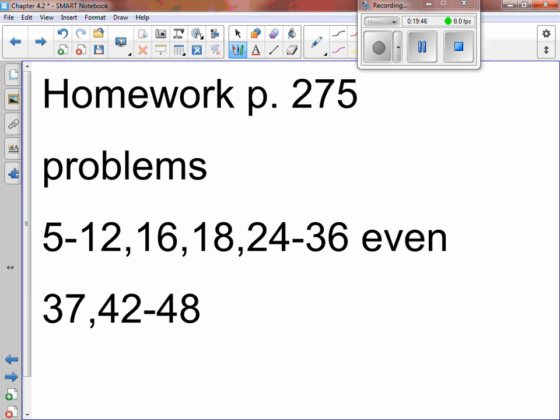So 5 through 12. 5 through 11 odd. I'm not making you do all those. 5 through 11 odd. 16, 18. Okay, that's good. 24 through 36 even. Evaluate, if possible, the 6 trigonometric functions at those values. Evaluate the trigonometric function, if possible, if it's periodic, as an aid.